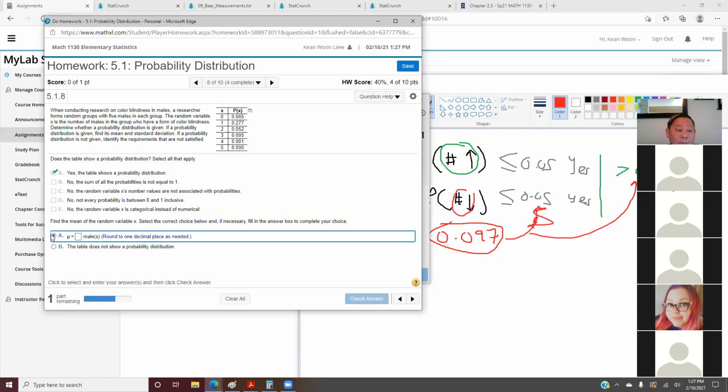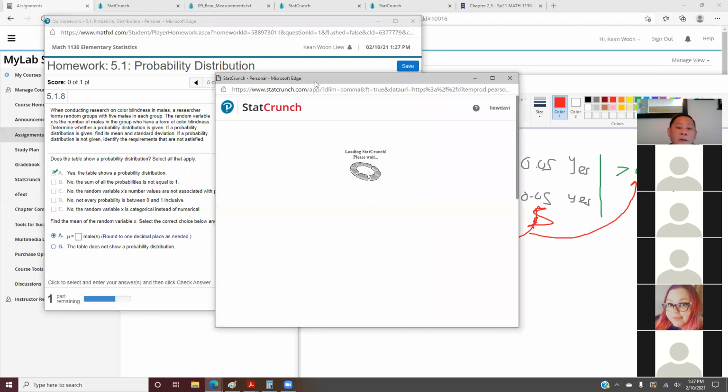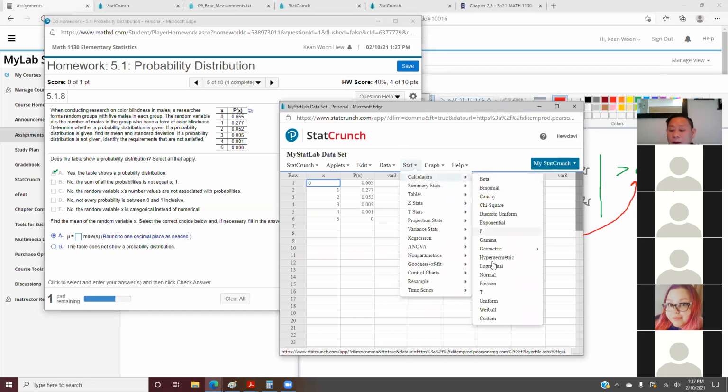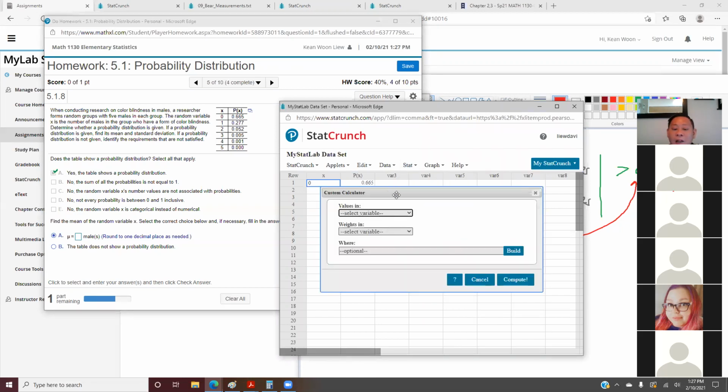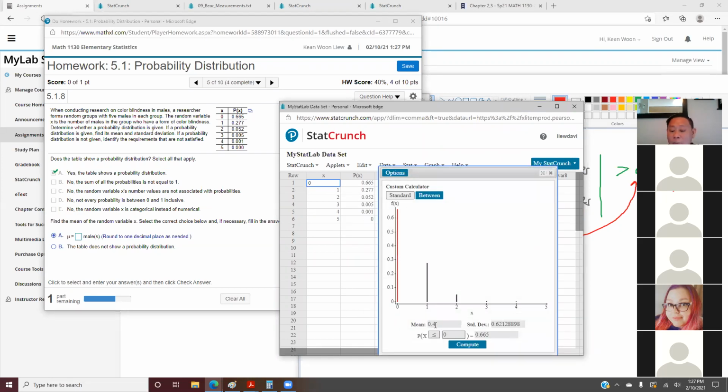But since this is a probability distribution, you will have to import this into your StatCrunch. And where do you go for the mean in this case? Go under Stat, Calculators, Custom. And what do you put for values? X. And weights in P(x). And compute. And your mean is this one, 0.4.